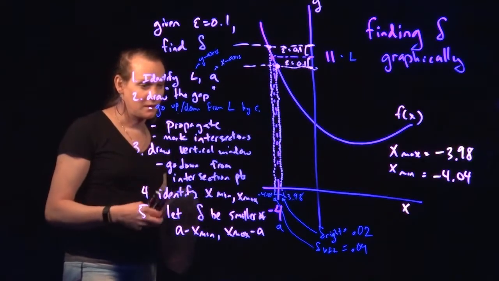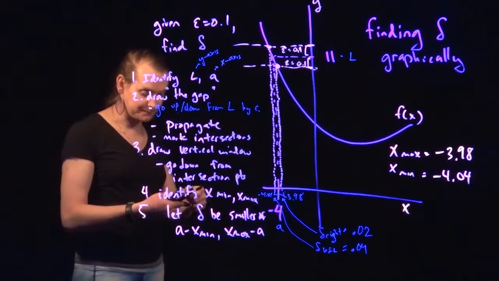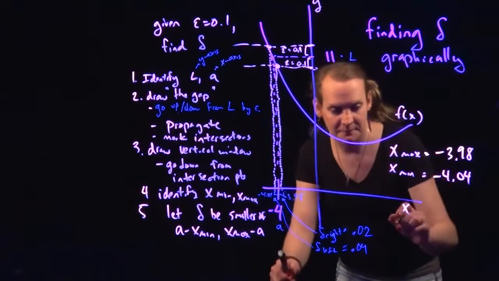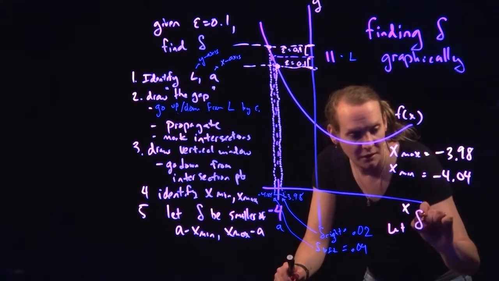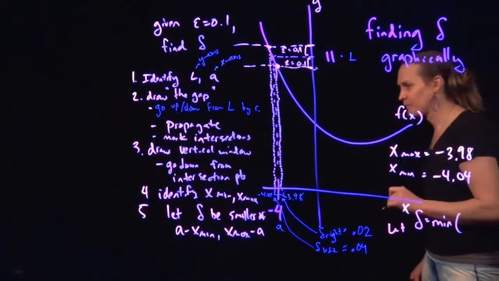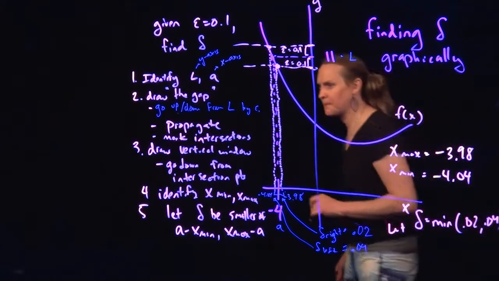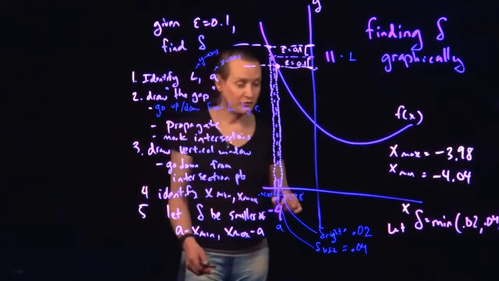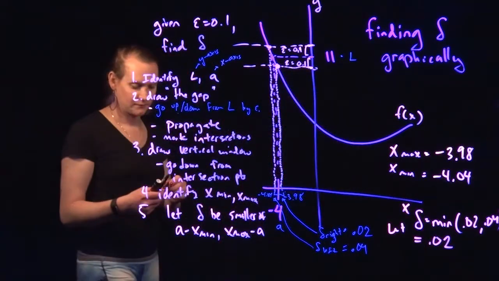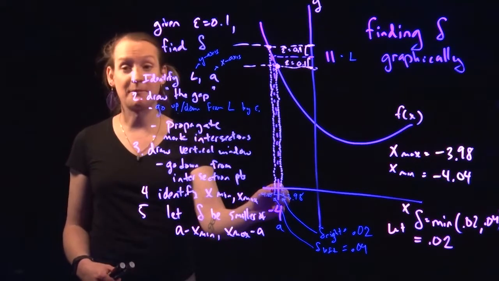Okay. So in order to conclude this problem and figure out what delta should be, we're going to let delta be equal to the smaller of 0.02 and 0.04. And the smaller of those two values is 0.02.